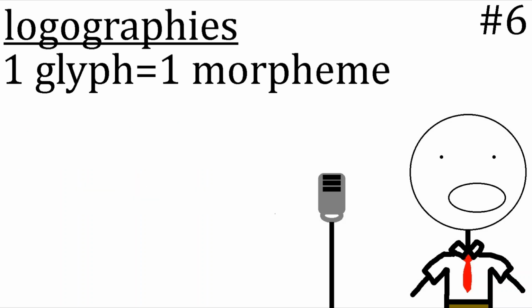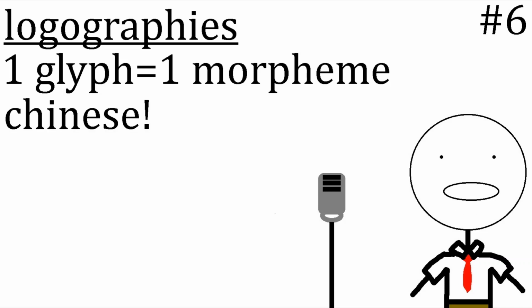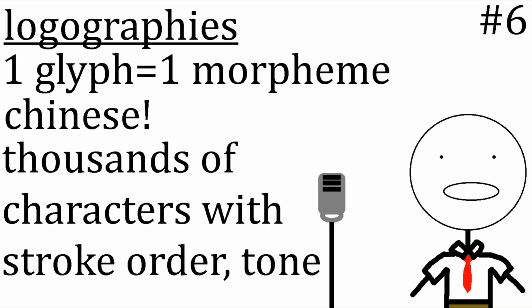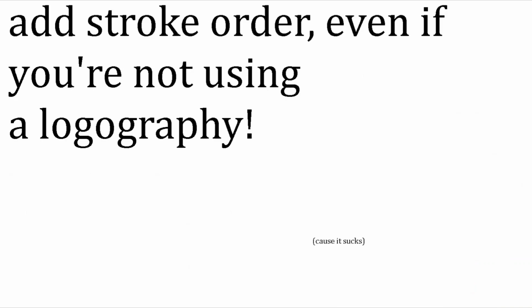Finally, there's logographic systems. A logography is where each glyph represents a fully fledged morpheme. So Chinese is the main example of this that everyone always thinks of. It's got thousands and thousands of characters, each representing a word. Now that it's got stroke order, it's got tone in there. Stroke order, actually, while we're on the topic of that, you might want to add that into your Conlang's writing system, even if it's not a logographic system.